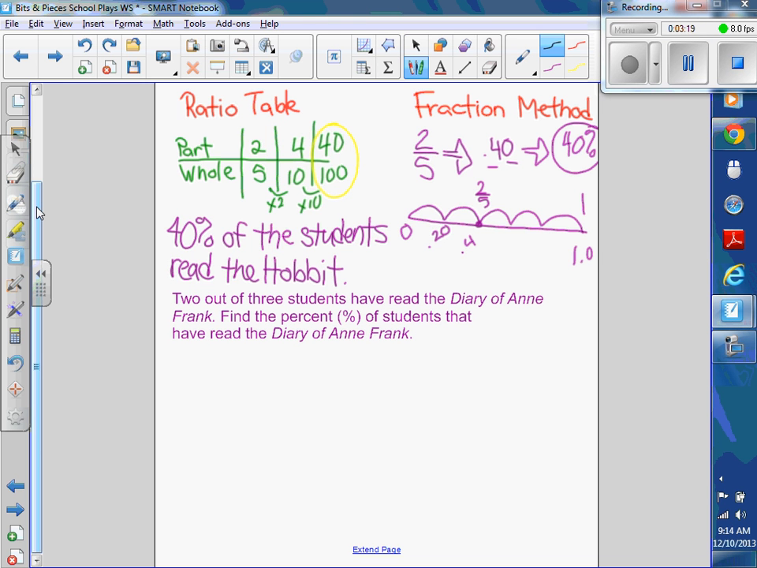So on this next one, 2 out of 3 students have read the Diary of Anne Frank, right? So if we do the part to whole comparison here, what's the part, Zoe? Oh, it's 2/3. And the whole is 3, right? We want to get the bottom to 100. That's harder. What'd you do? You can get to 99, so that's easy. That's not a bad strategy, by the way. Multiplying by 33, right? You guys agree with that?